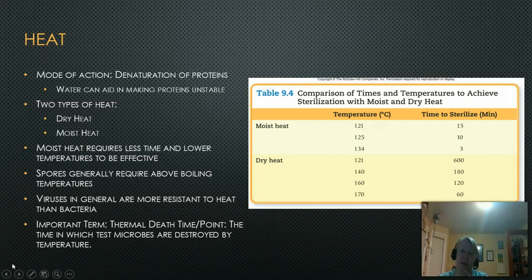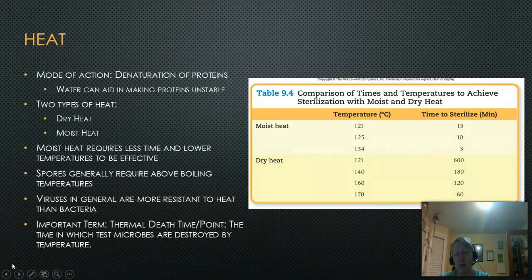And one of the things about moist heat versus dry heat is that water actually makes the proteins more unstable, which means that you can use moist heat for less time at lower temperatures and have the same effect as dry heat at higher temperatures for much longer times. So that's why, when you see autoclaves or things like that, we tend to use moist heat because it is more effective at shorter periods of time.